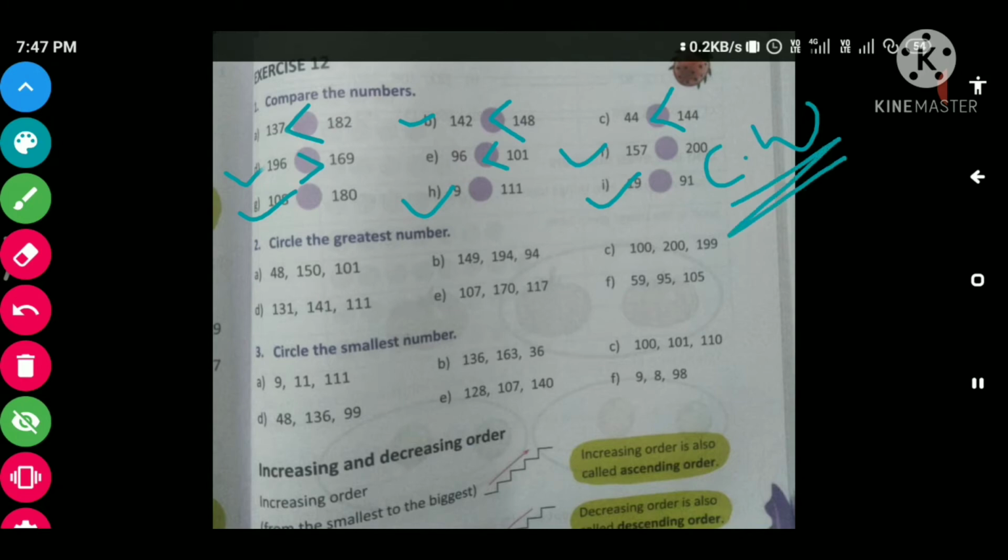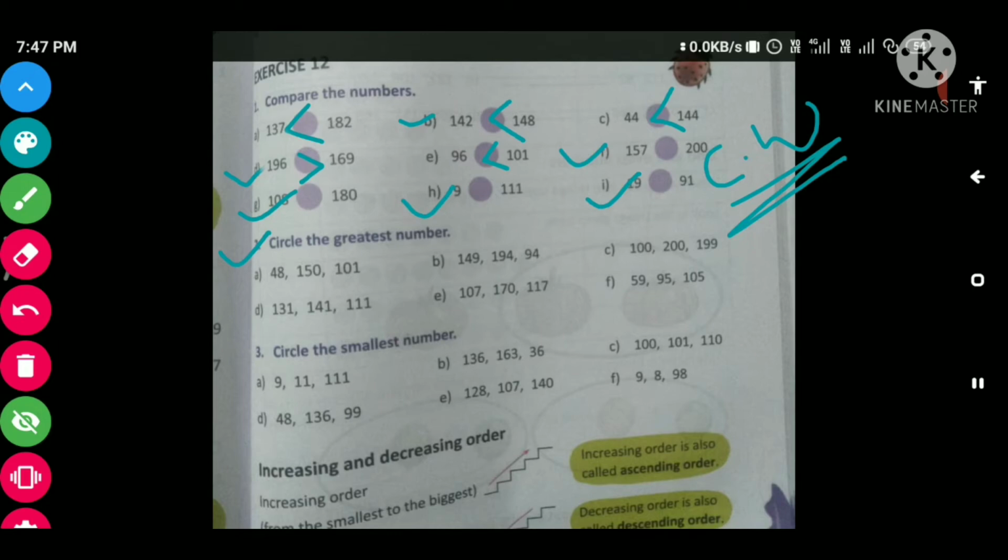Okay, so F, G, H, I you will do in your copy. Okay, now let's see the next question. Question number 2. Here, circle the greatest number. So you have to circle the greater one. The number that is greatest, that number you have to circle.